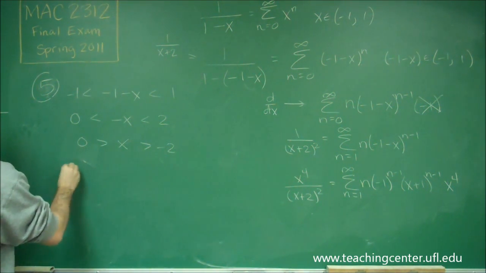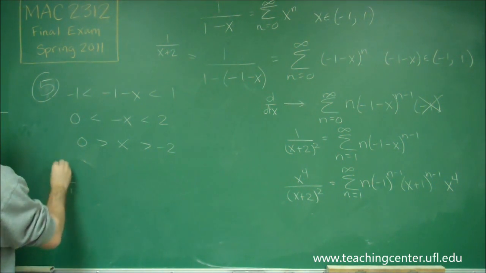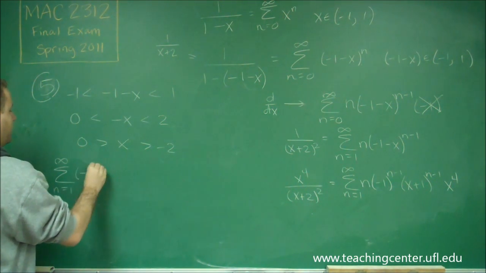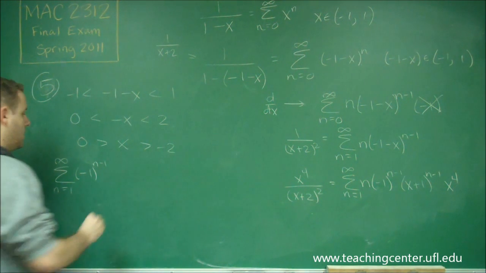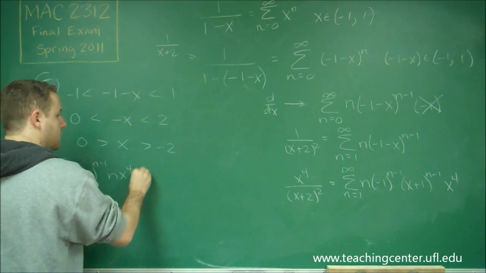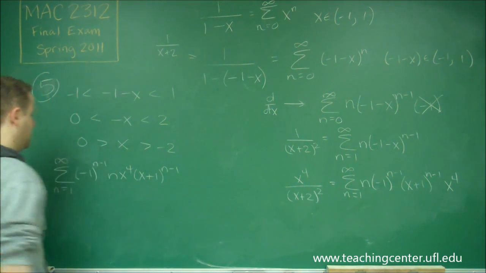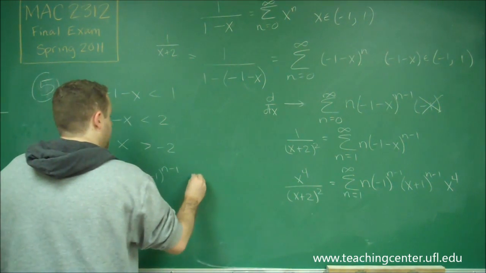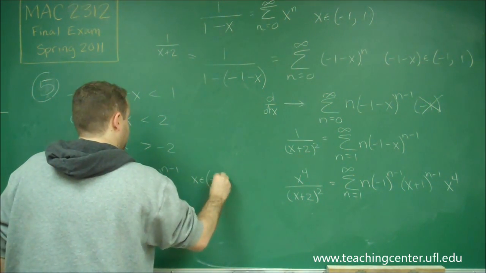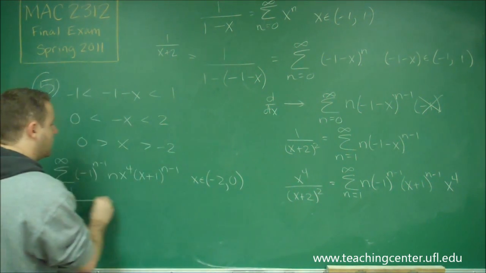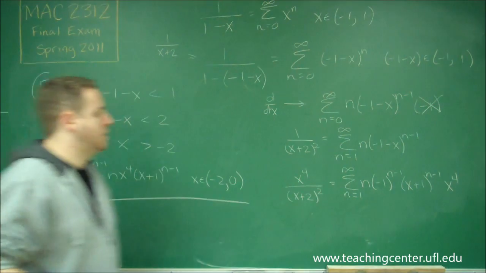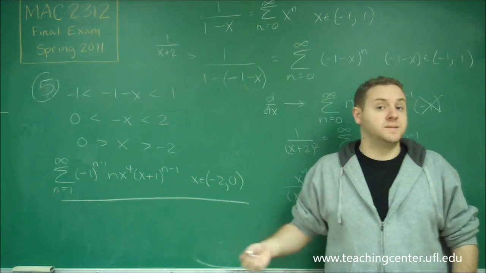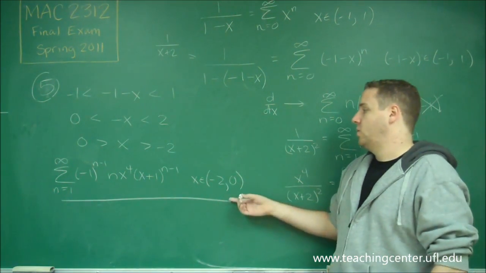So our final answer is the sum we have written over there, which I'll rewrite here. Let me write the alternating part first, because that's how it would normally be written. We have the sum of n times (-1) to the n minus 1 times x to the 4th times (x plus 1) to the n minus 1, and our interval is x between -2 and 0. Remember that when you write the representation of a function as a power series, the interval is part of the answer, so you always have to include that also. So that's our power series with the corresponding interval.